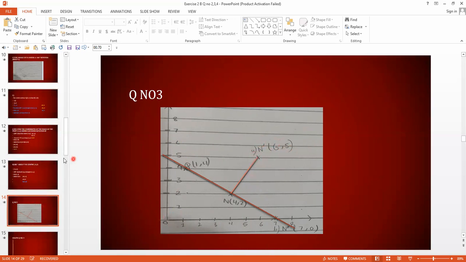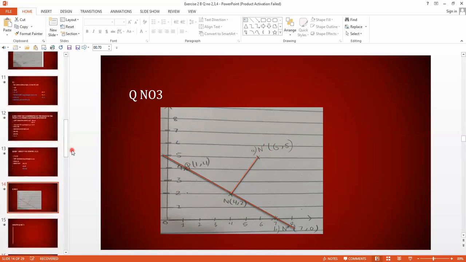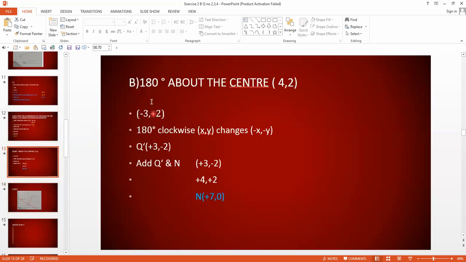Now comes to the B part. According to the B part, it is given in the question, we have to take 180 degree about the center 4 and 2. I will do it for you. Look here, as we have done. This one is the B part. We have to do 180 degree about the center. For 180 degree rotation, either it is clockwise or anti-clockwise, how do we have to change the position? For 180 degree, we don't interchange the position of x and y. We just change the sign of both numbers.